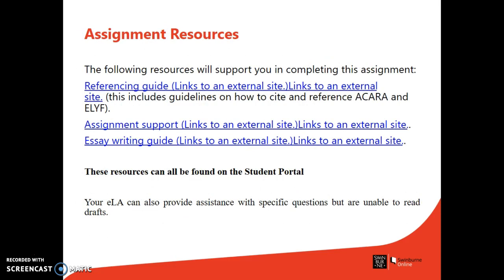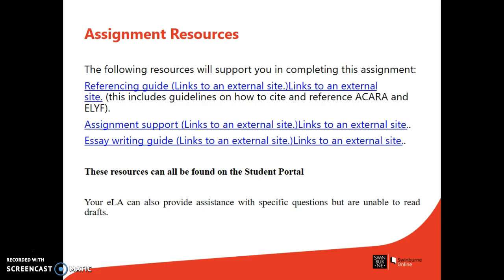Here's some fantastic resources that you can use, and these are all in the student portal. So I would really encourage you to go in and have a look at the referencing guide, your assignment support, and your essay writing guide. It really gives you some fantastic information. I just can't stress how great it is, that information in there that you can go in and have a look to give you some help in regards to that.